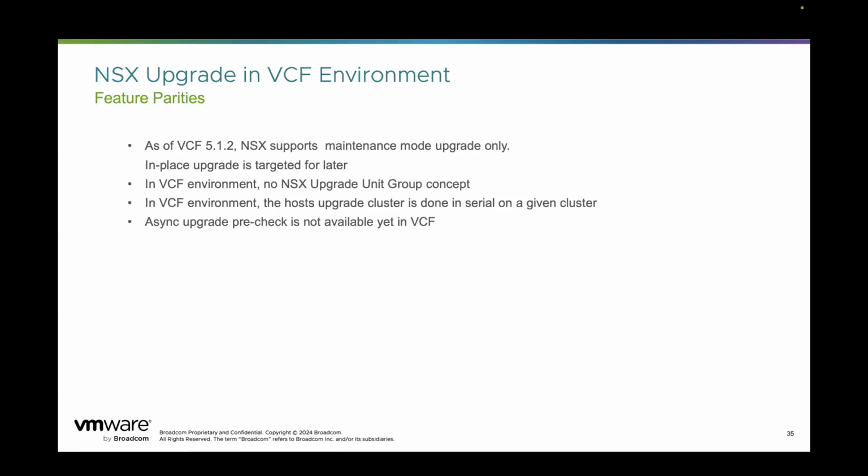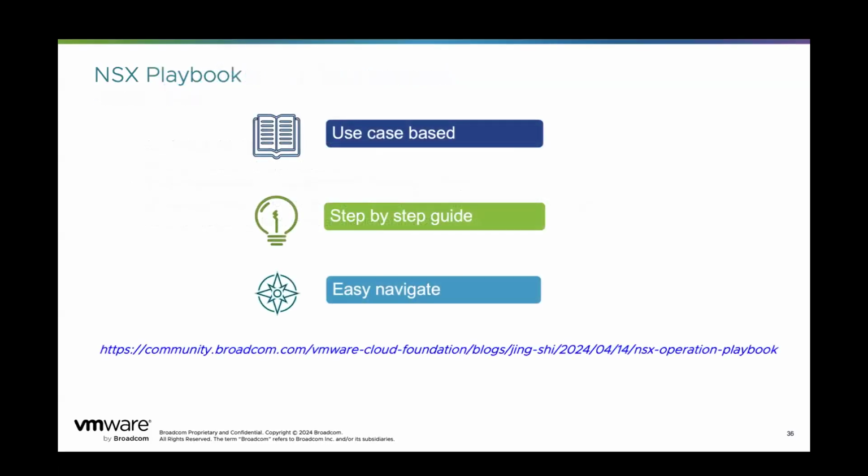So I'm going to show the last slide, which is a very nice document that Jing has created on communities. And I have the link here, and Jing is clever. She updated her link. I didn't. But the operational playbook is an Excel spreadsheet that allows you to troubleshoot main common problems in NSX.